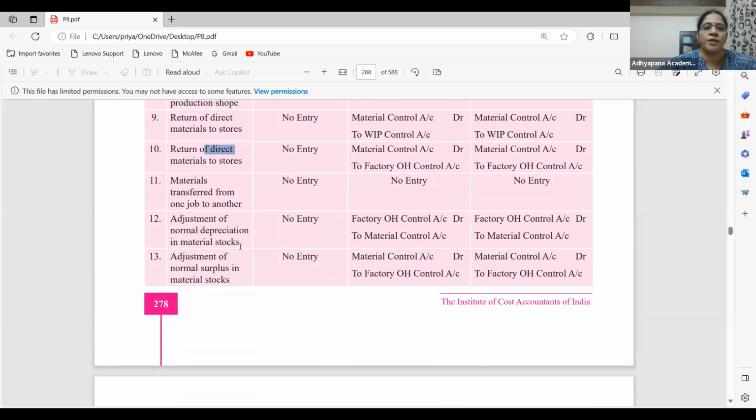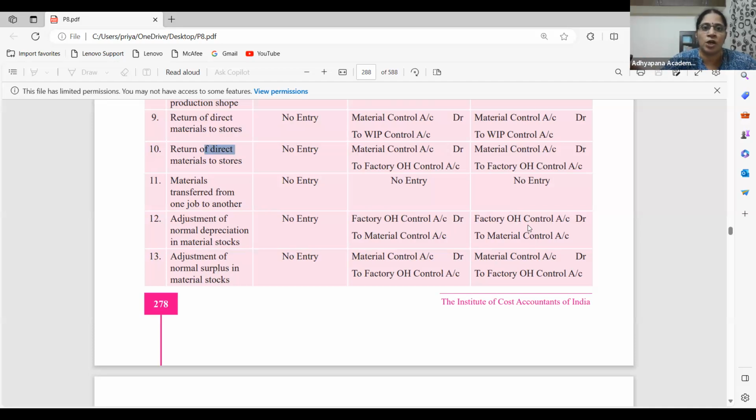Then adjustment of depreciation in stock value. In case there is any natural loss in the value of stock, you regard it as factory overheads. So factory overhead control account debit to material control. Why are you crediting material control? Because there is loss in stock. Material has a debit balance. For a debit balance, when there is loss in stock, you credit the material account. So it is overhead control account debit to material control account. And the same entry will be posted in integrated accounting also. So this entry is for depreciation in stock.